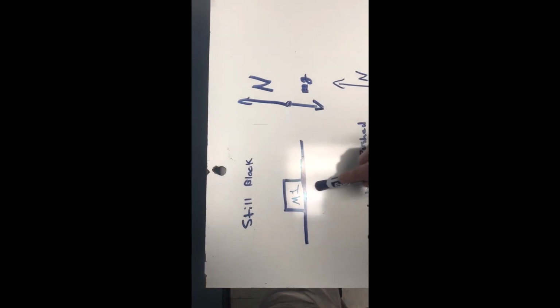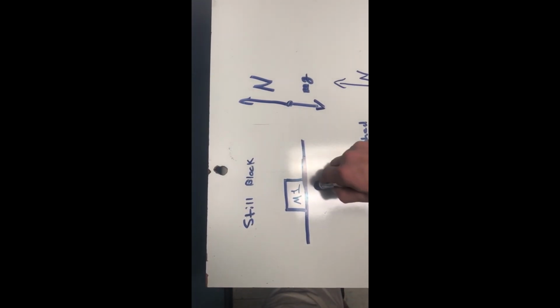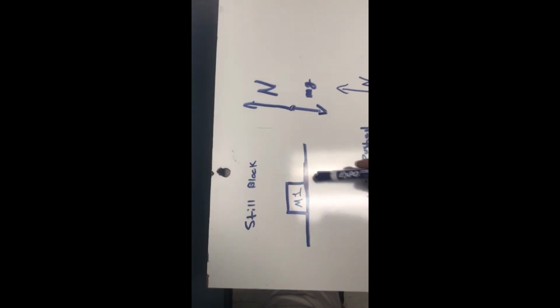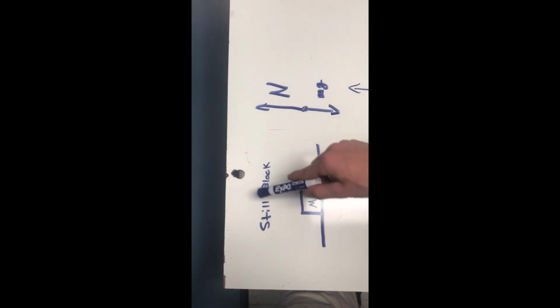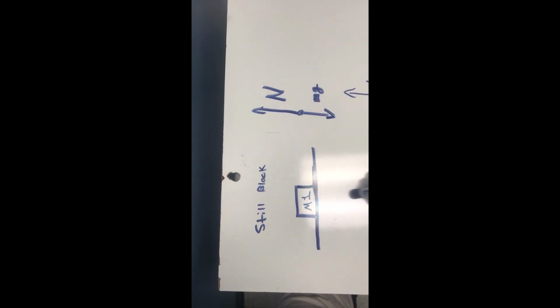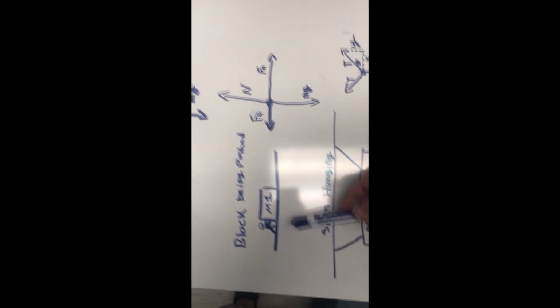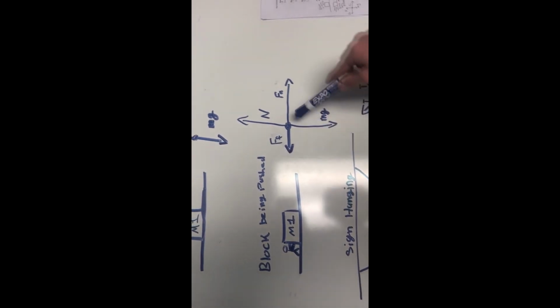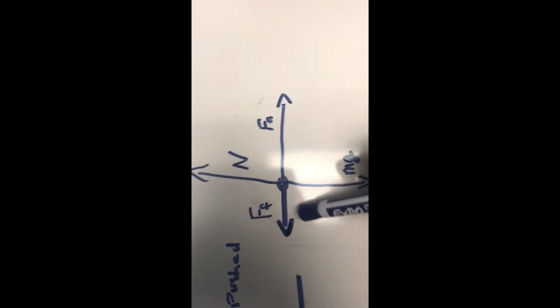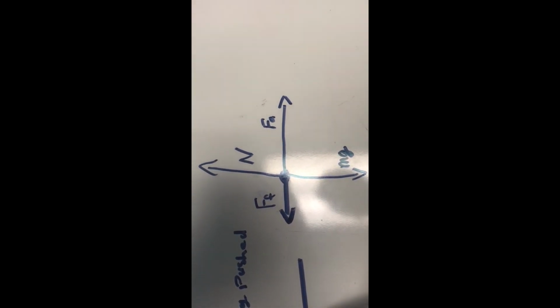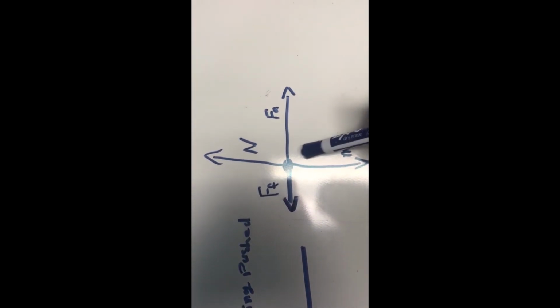This is a still block and it has a mass, and the only forces acting on this block right now are normal force pushing up from the ground and the weight of gravity pushing down, and that's what the free body diagram is. And for a block being pushed, the free body diagram would be normal force up, the weight of gravity down, the force of friction pushing against the person, and the applied force as the person pushes.